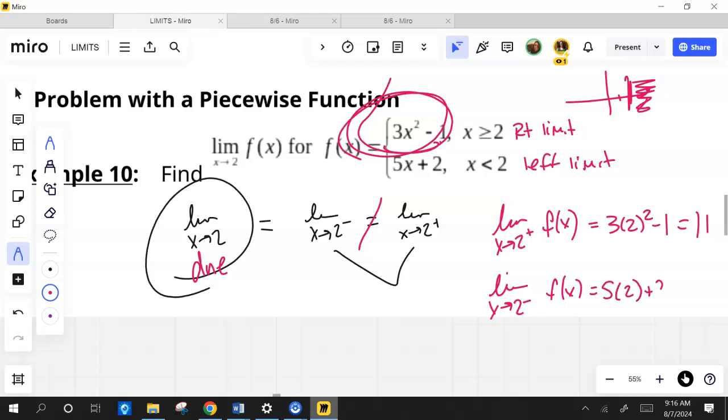5 times 2 plus 2 is 12. These are not the same, so this limit does not exist. If they were the same, if I'd have gotten 11 for both of them, then the overall limit would be 11. That's all I got for you today.